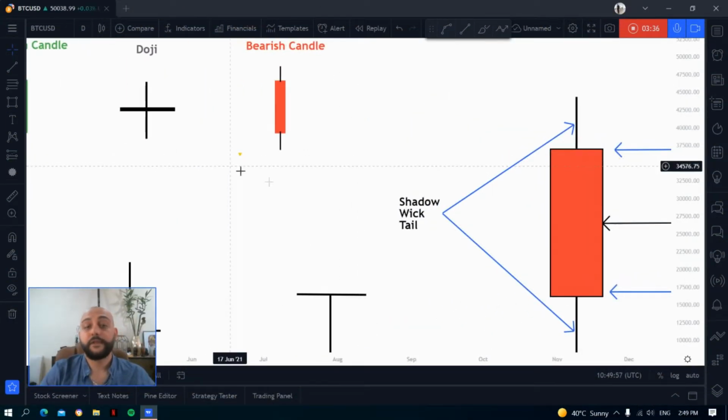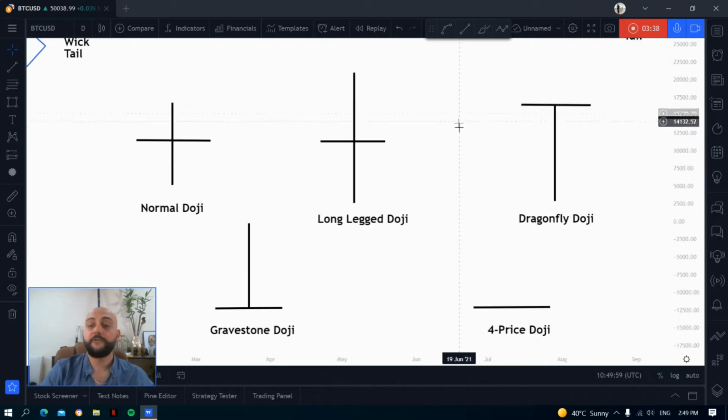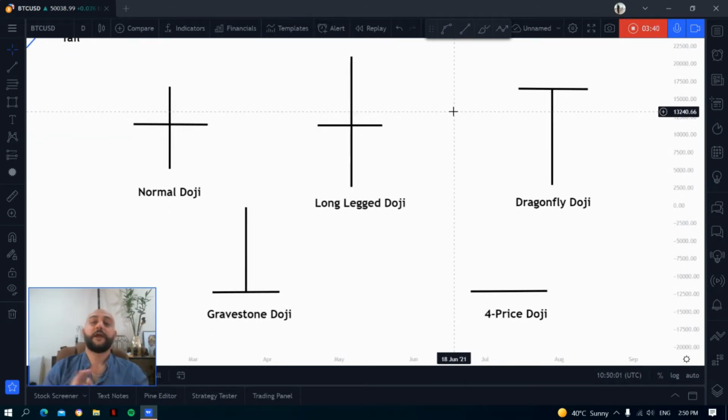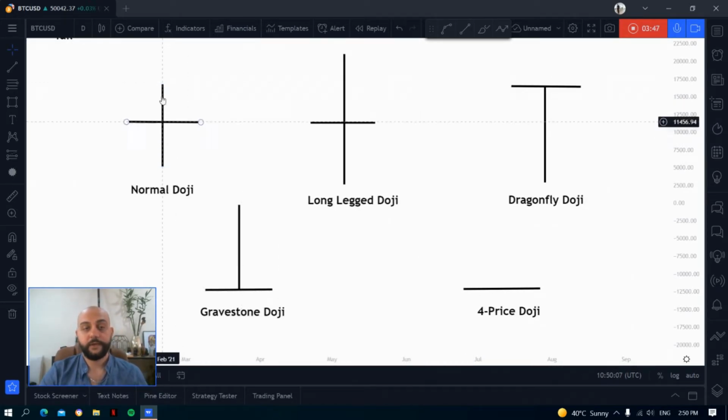Now let's talk about the doji. There are five different types of doji candlestick. The first one is called a normal doji. It usually represents that the market is indecisive, so it wasn't able to go up or down. It usually looks like a cross.